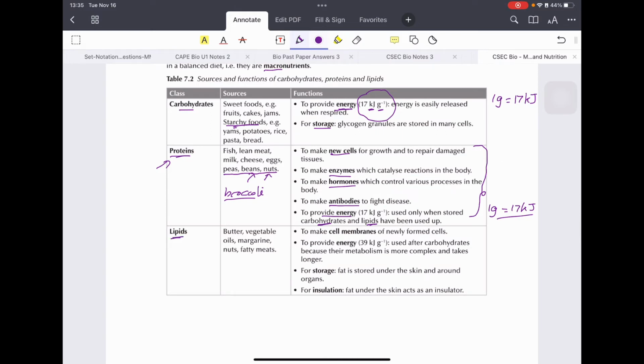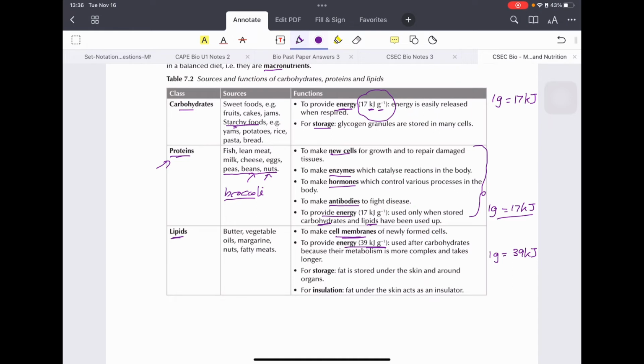So lipids are fats, right? So you get oily food, butter, cheese, vegetable oils, fatty meats like fried chicken. All those things have lipids in them, right? Now, what are lipids used for? What are fats used for? Well, you may not know this, but the cell membranes on your cells are made up of lipids. Also, lipids provide energy, but look at the amount of energy. Every gram, 39 kilojoules. So way more energy than the carbohydrates and the proteins.